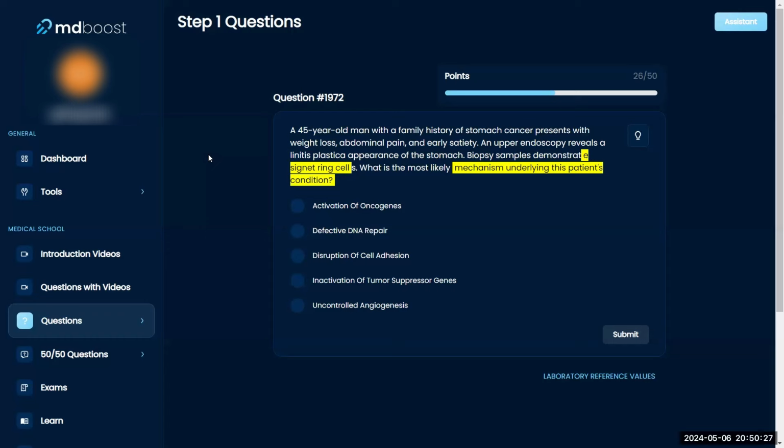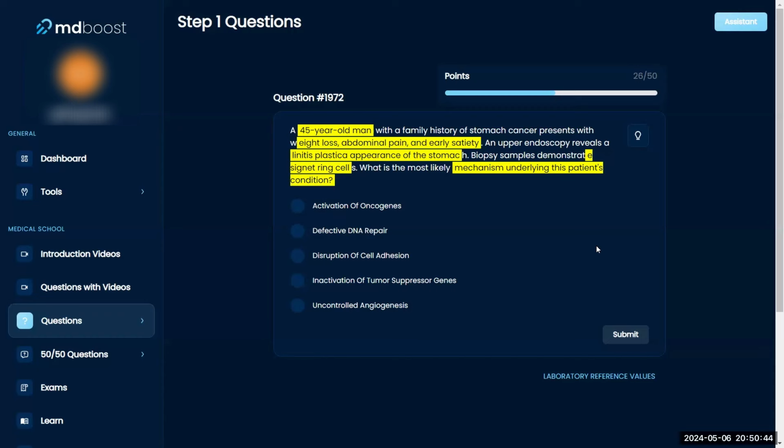angiogenesis. So a 45-year-old man with a family history of stomach cancer presents with weight loss, abdominal pain, and early satiety. An upper endoscopy reveals linitis plastica appearance in the stomach. Biopsy samples demonstrate signet ring cells. So what is the most likely mechanism underlying this patient's condition?